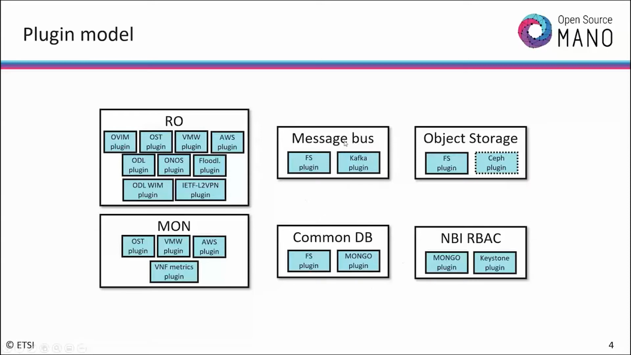So that means that, for instance, for the message bus, we are using Kafka today, but in the future we could use something different. All we need to do is to create a plugin for dealing with the messages. In fact, we have a file system plugin, that's how we call it, where we publish all our messages in a file system and then read them from there. And this is useful for debugging, for developing also.